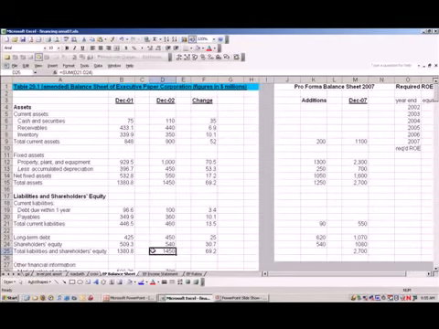Recall that step 2 of the financial planning process was to determine our optimal capital structure and to determine our target current ratio. Now, our optimal capital structure defined an equity financing ratio of 0.4. That means that we want to finance 40% of our total assets with equity.